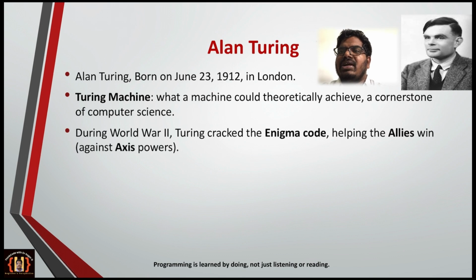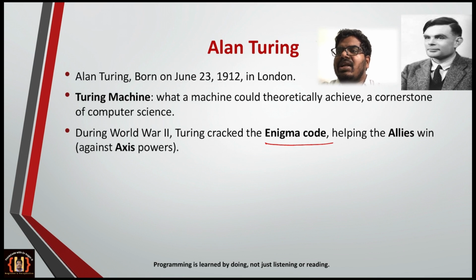One of the greatest contributions of Alan Turing was during World War II, when he cracked the Enigma code. The Enigma code basically is a cipher code. Cipher code means some kind of encrypted data, encrypted messages. Those encrypted messages were broken by him during World War II. So this helped the Allied powers win World War II against the Axis powers.